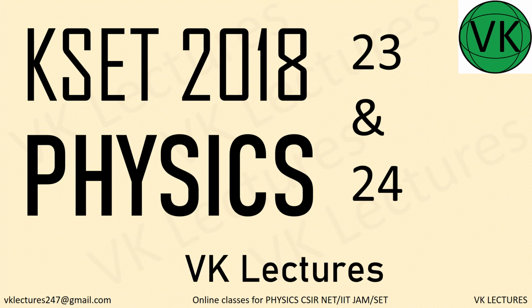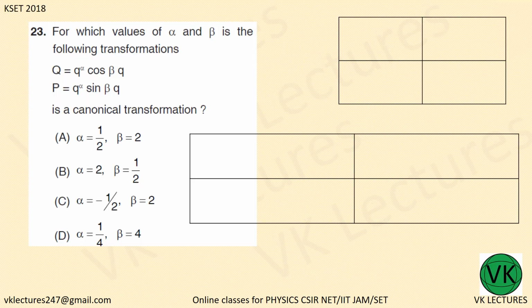In this lecture, we are discussing questions number 23 and 24 from the KSET 2018 Physics question paper. For which of the following values of alpha and beta is the following transformation canonical? For a canonical transformation, the Jacobian determinant J must be equal to 1.